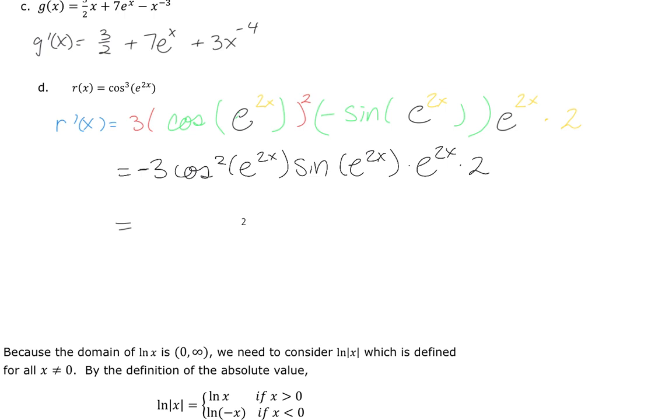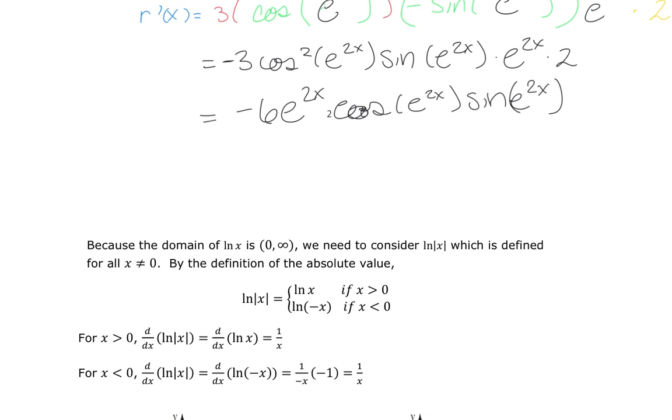So I would write this as negative 6e to the 2x, the cosine of e to the 2x multiplied by the sine of e to the 2x. And there it is in all of its glory.